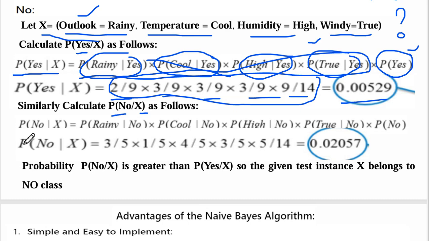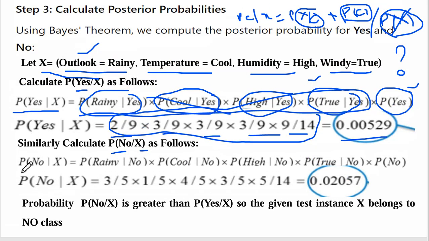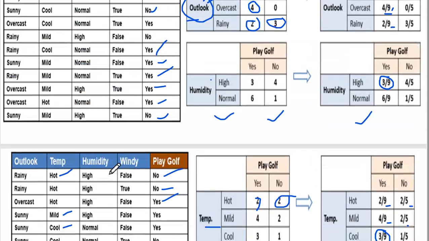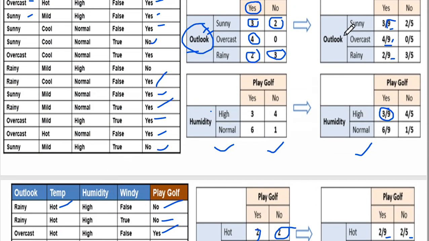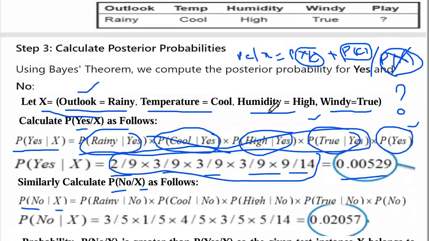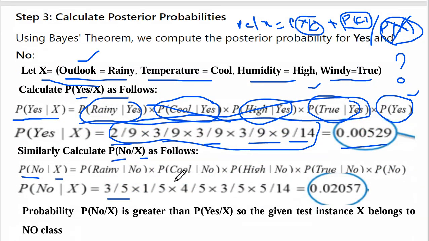In a similar way, we find the posterior probability for the no class given X. What is the likelihood probability for rainy given no? What is the likelihood probability for cool given no? What is the likelihood probability for high given no? Likewise, we have to take the values. For example, rainy by no: go to the outlook, rainy by no, we have 3 by 5. That's why here we write 3 by 5.